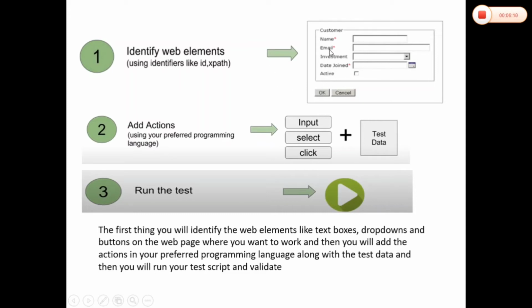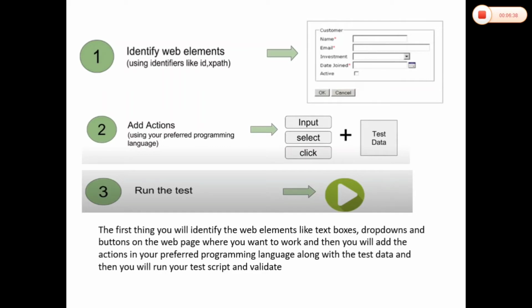Once it is identified, we can easily perform the action on that web element. There are different types of actions. Suppose you want to automate a particular button like the OK button and click on it, you have to use the click action. Suppose you want to enter something into the text box, in that case the sendKeys predefined method is there.